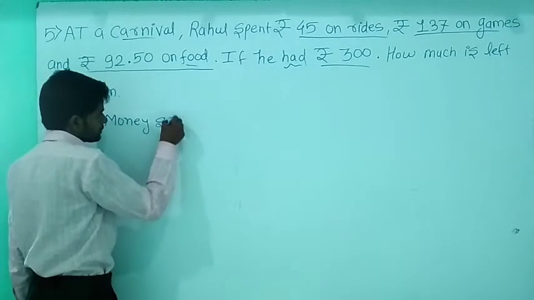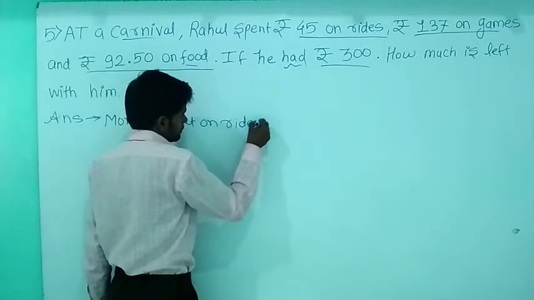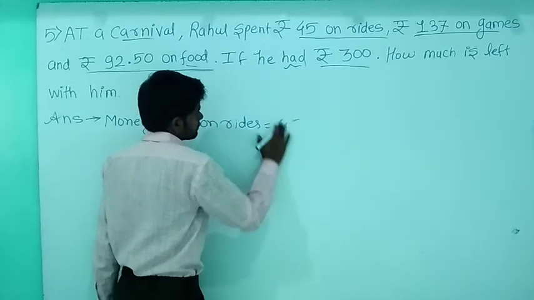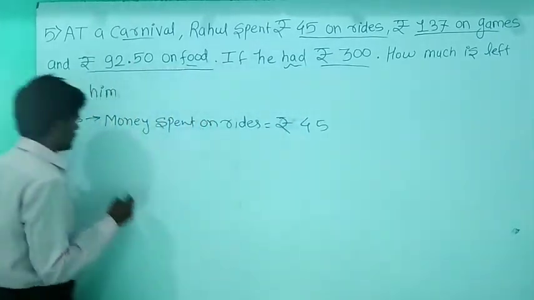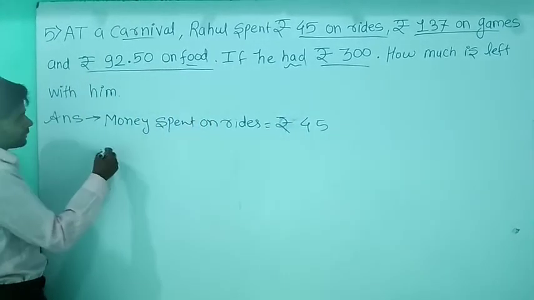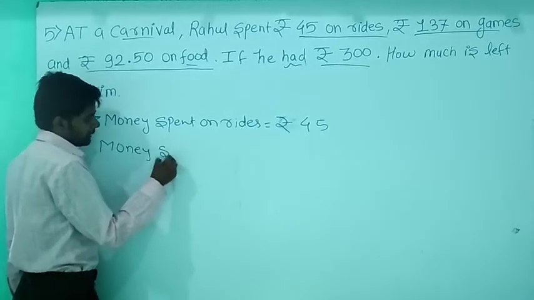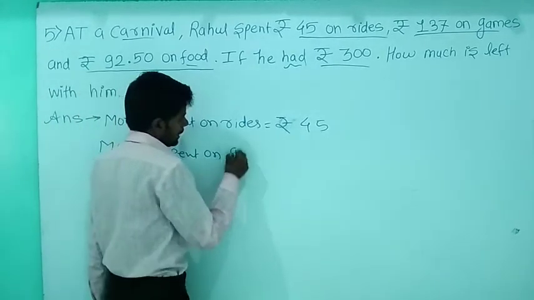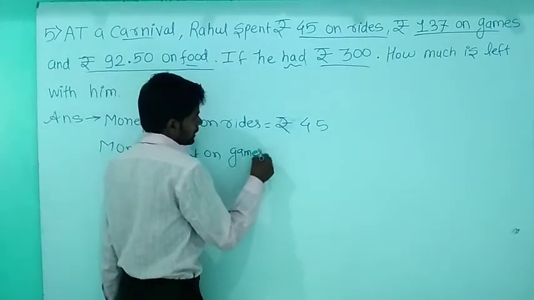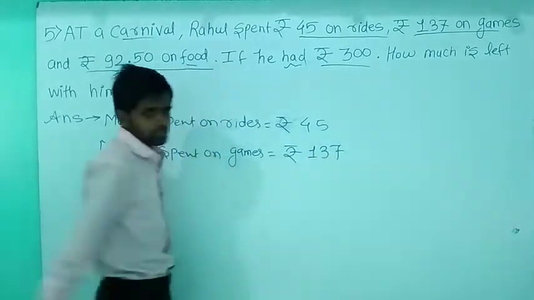स्पेंड ऑन राइड्स इज इक्वल टू 45 रुपीज, is equal to rupees 45. Okay, then we will write the statement which is a 137 for rupees 137. Okay, money spent on games, money spent on games is equal to rupees 137 rupees he spent on the games.